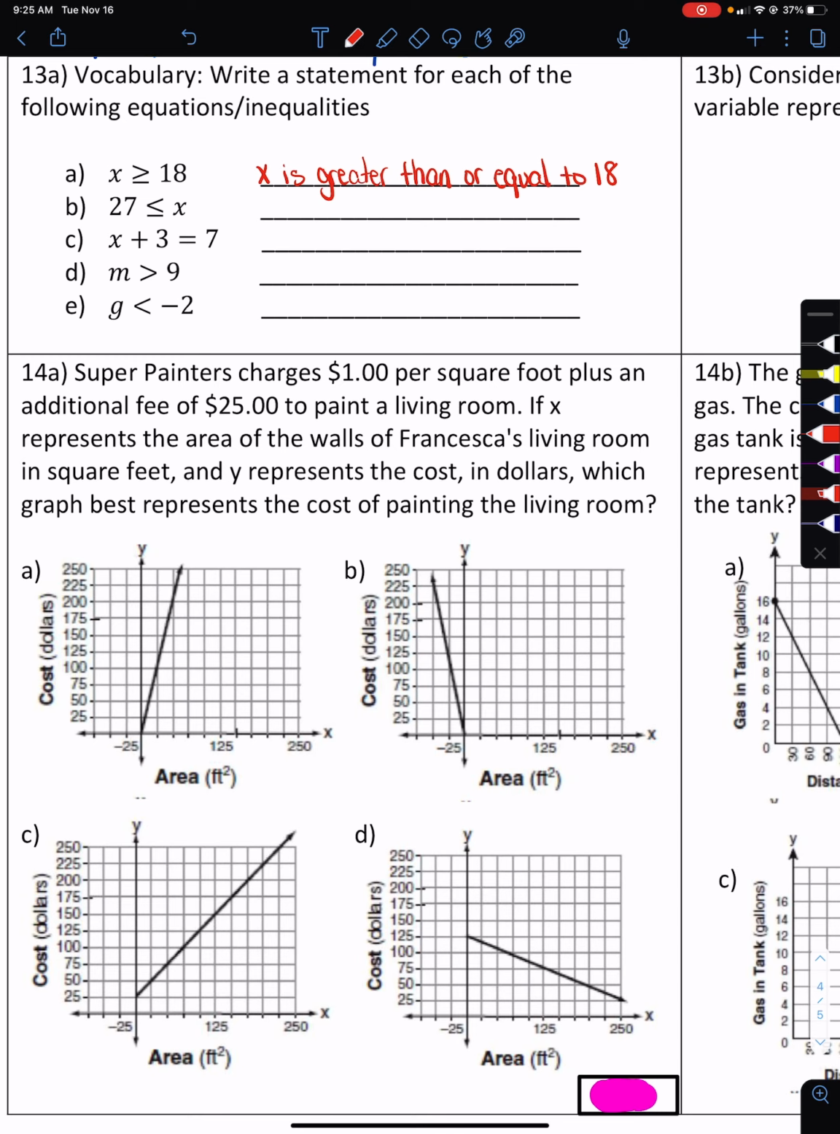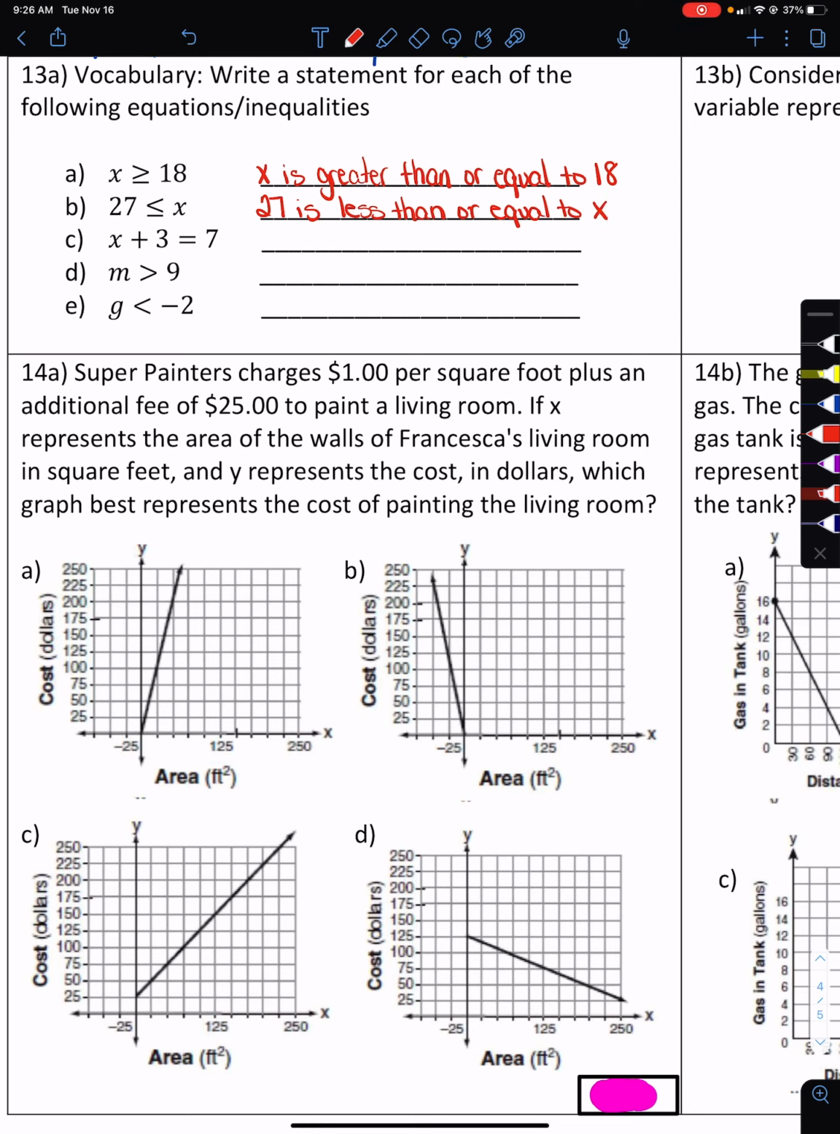For B, you could say 27 is less than or equal to x, or you can say x is greater than or equal to 27. You can say 27 is at least the value of x, but do whatever comes to you first. So if I thought about it, I would just say 27 is less than or equal to. Okay, don't go trying to create something fancy. If you read it one way, that's the way I want you to write it.